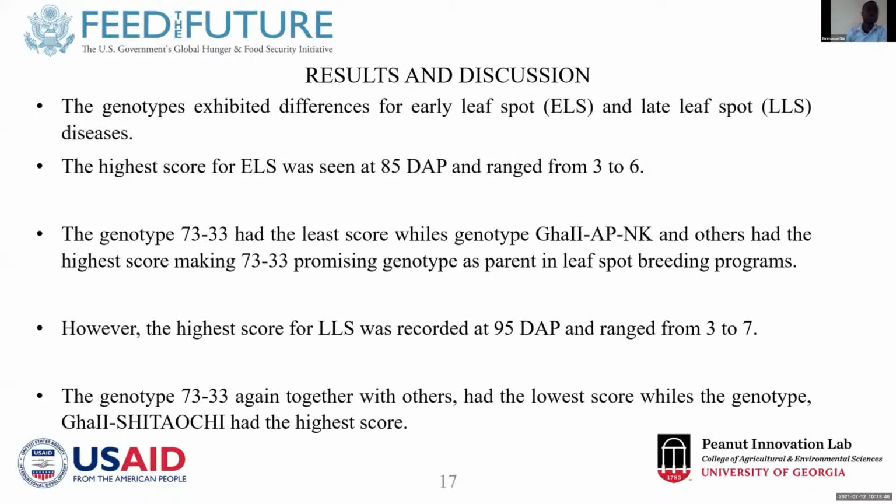However, the highest score for late leaf spot was recorded at 95 days after planting and ranged from 3 to 7 on the scale. The genotype 73-33 again was part of those with the least scores, while the genotype Shitaoki had the highest score.